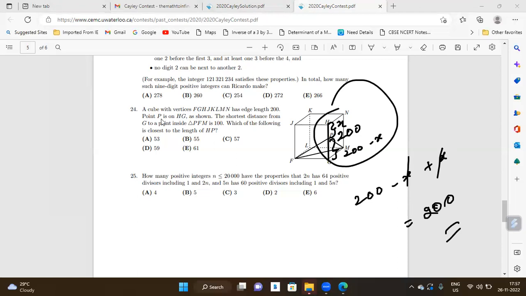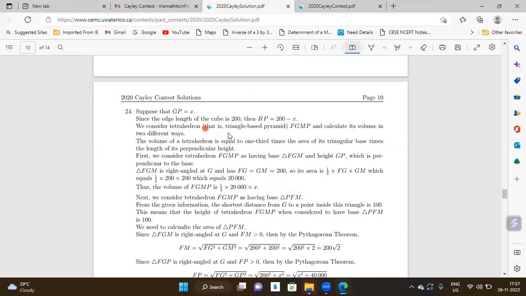All right. So we consider the tetrahedron, which is a triangle-based pyramid. Another name for the triangle-based pyramid is tetrahedron. Okay. So FGMP, and calculate its volume in two different ways. The volume of the tetrahedron is equal to 1/3 times the area of its triangular base times the length of its perpendicular height. This you need to memorize by heart.